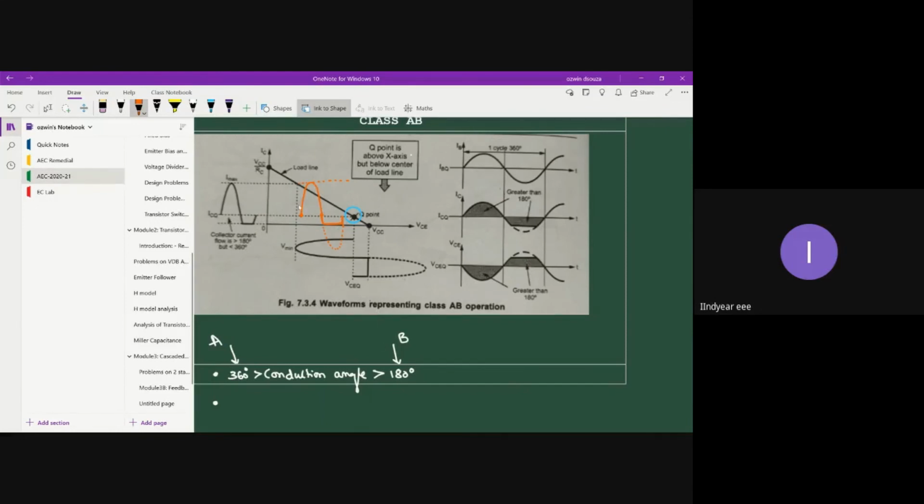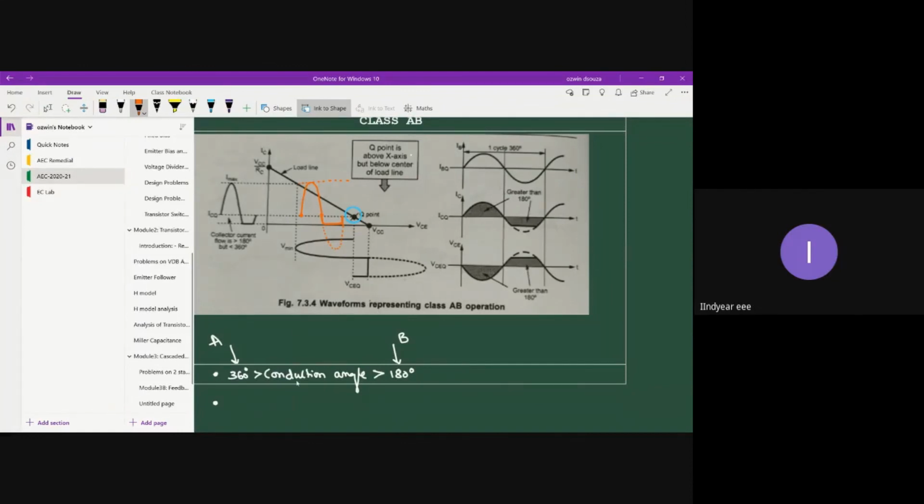Okay, so that's the reason you see the same in your collector waveform. You'll get a complete positive half cycle and a fraction of the negative half cycle. That's the reason the collector current flow is greater than 180-degree but less than 360-degree. Similarly, you will get your output: a complete negative half cycle but a clipped positive half cycle.